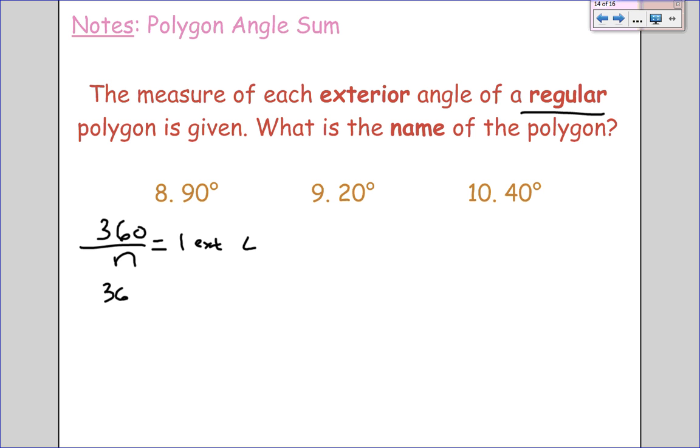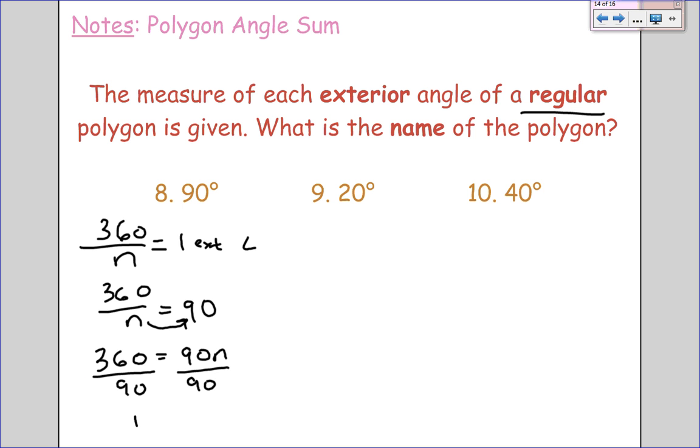So 360 over n equals 90 because it tells you that. So here I'm going to take the bottom number in the denominator and multiply it to the other side. So 360 equals 90n. Now, of course, to get n by itself, you divide both sides by 90. So n equals 4. So a four-sided shape is called a quadrilateral. At this time, pause the video and try these two problems out.